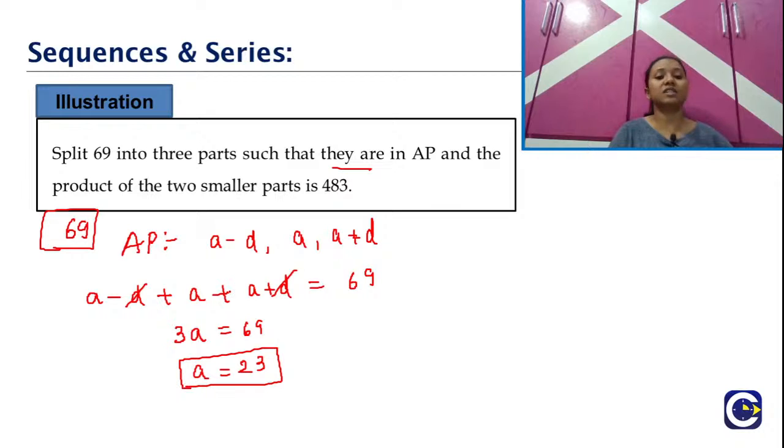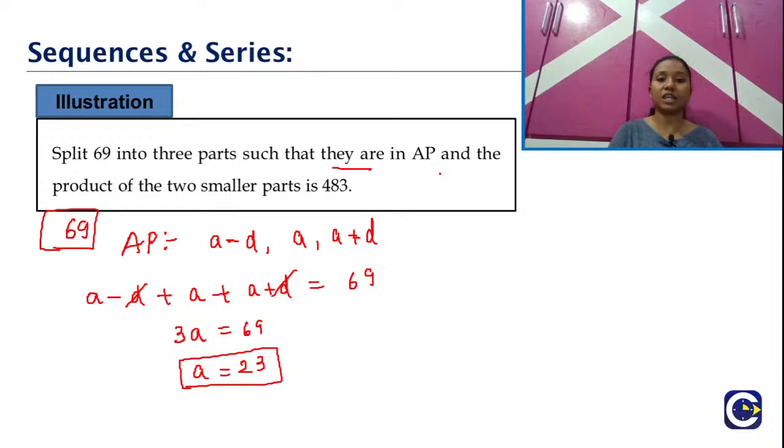This is the reason we take the parts in such a way that the common difference gets cancelled. If it's five terms, we take a minus 3d, a minus d, a, a plus d and a plus 3d. As here we are talking about three parts, it will be in the format a minus d, a, and a plus d in order to get the first term very easily. Using the first condition, we have determined the first term, that is a.